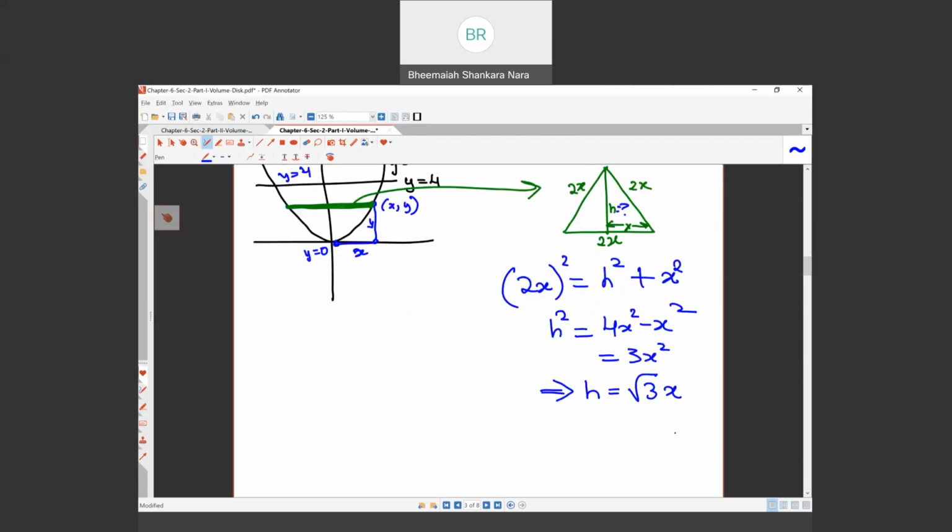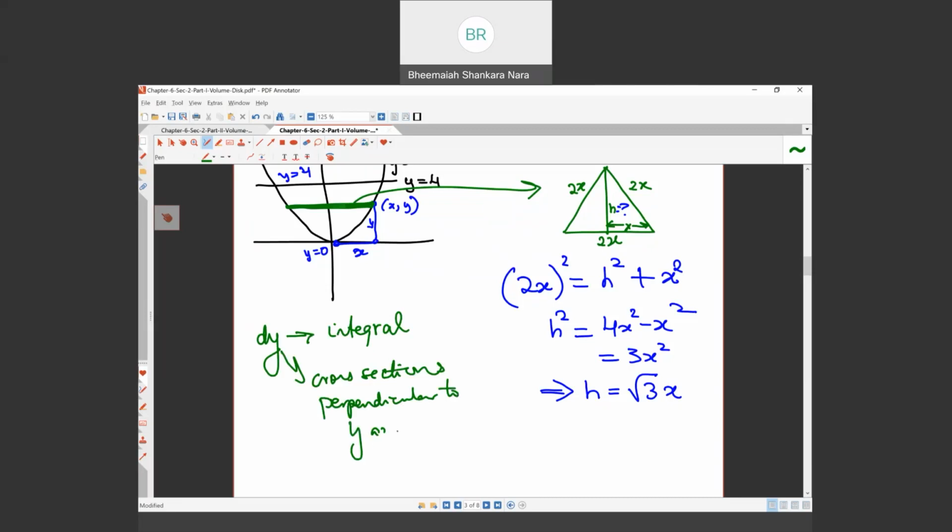Now that we have the height, we should be able to calculate the area. But again, the question says the cross sections are perpendicular to the y-axis. So let's fix the integral here. dy is the integral you want to take. This will be given in the question. You have to read and interpret it correctly. And this means the cross sections are perpendicular to the y-axis.